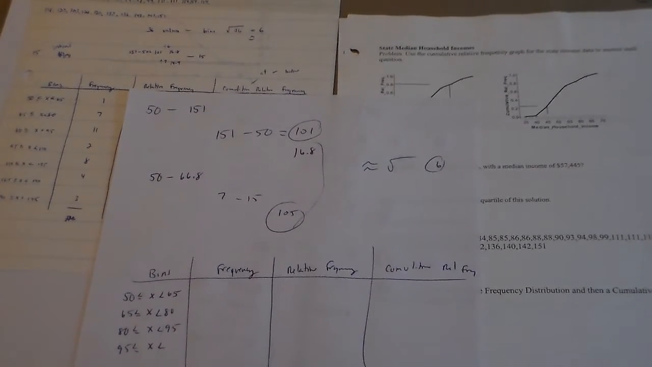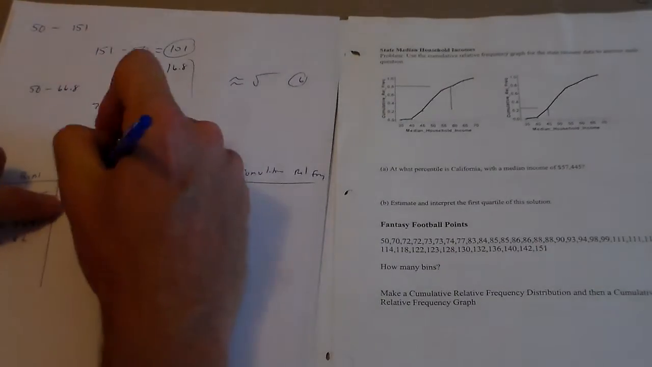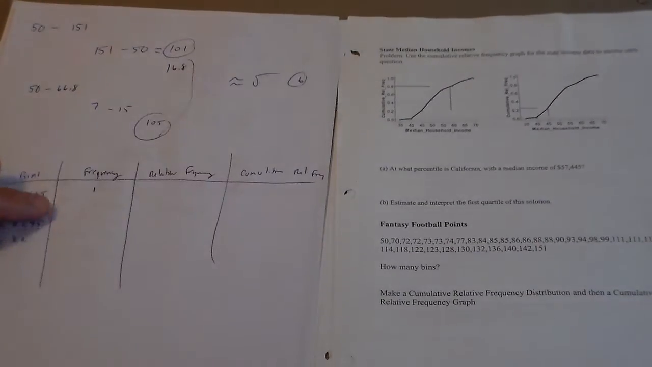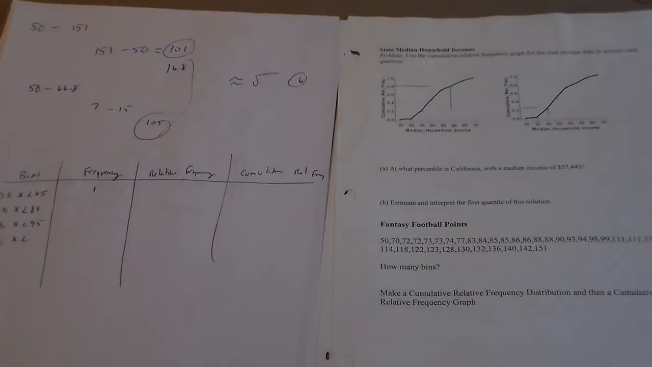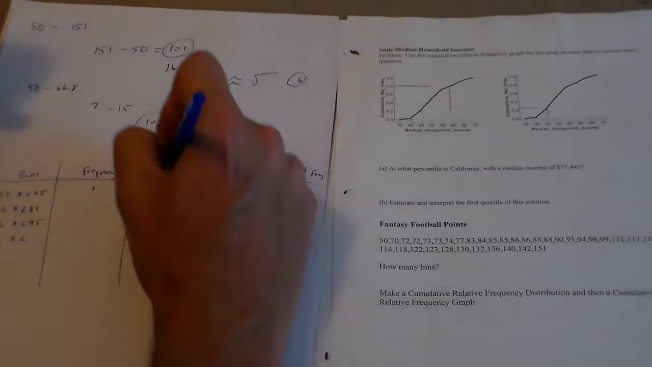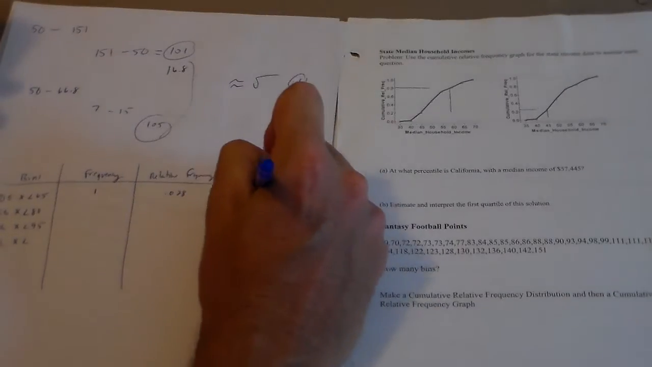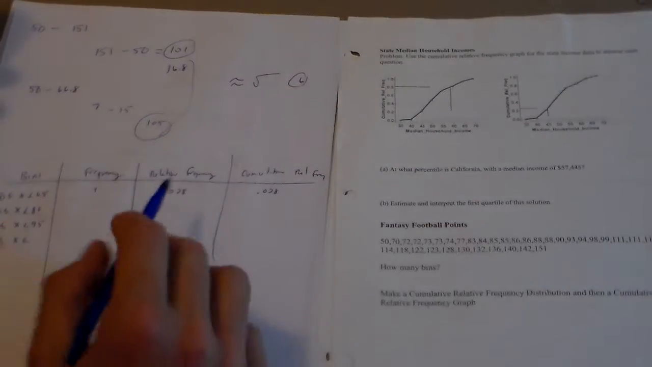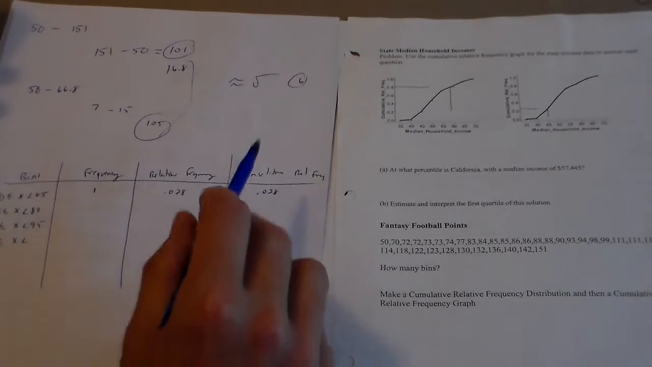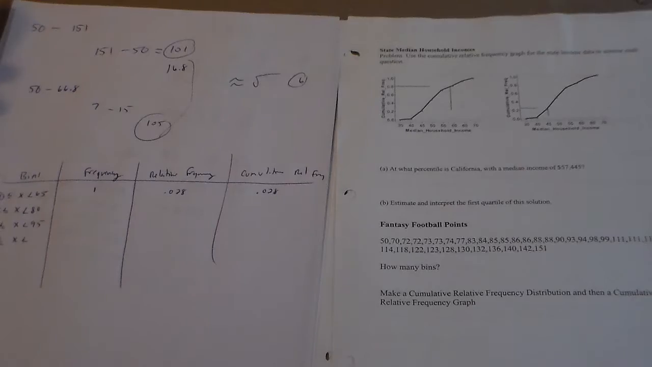So how do we find that relative frequency? Well, let's look. For this one we had a 1 here, and I want to know what that relative frequency is. So I do 1 divided by 36, and I get 0.028. And for right now, this is also 0.028 because it's my relative, but it's also my cumulative. It also adds up all the ones before it. Well, that's the first one.